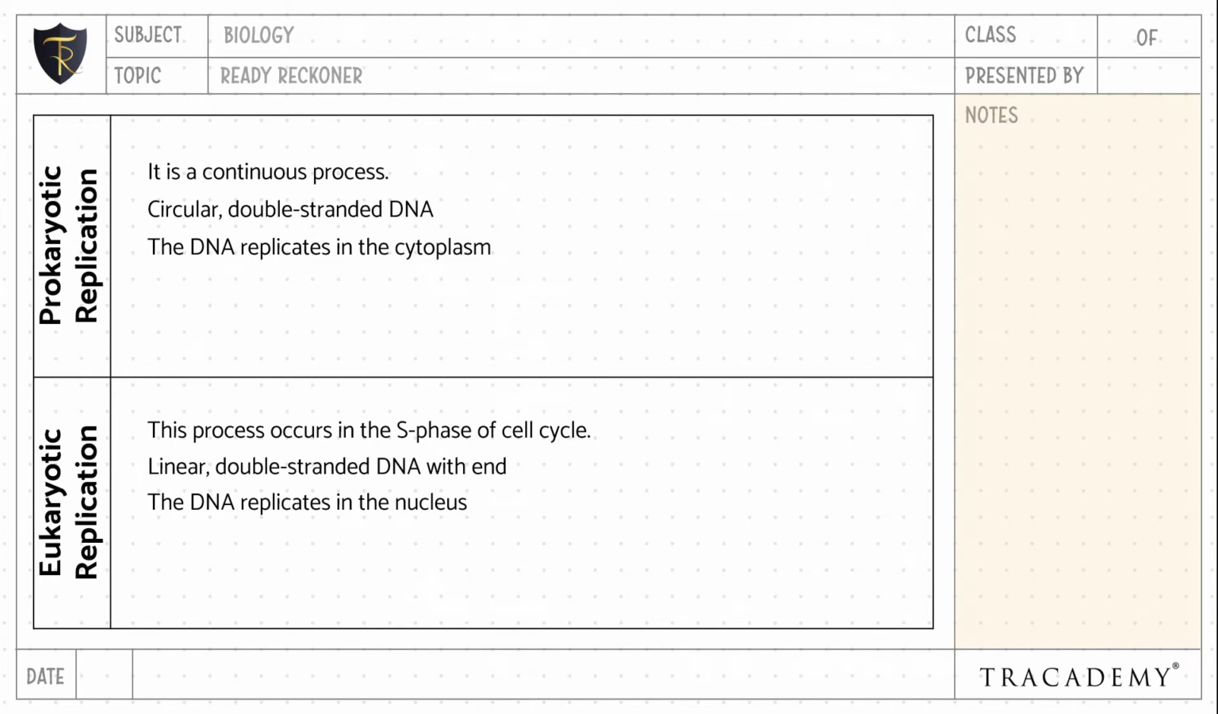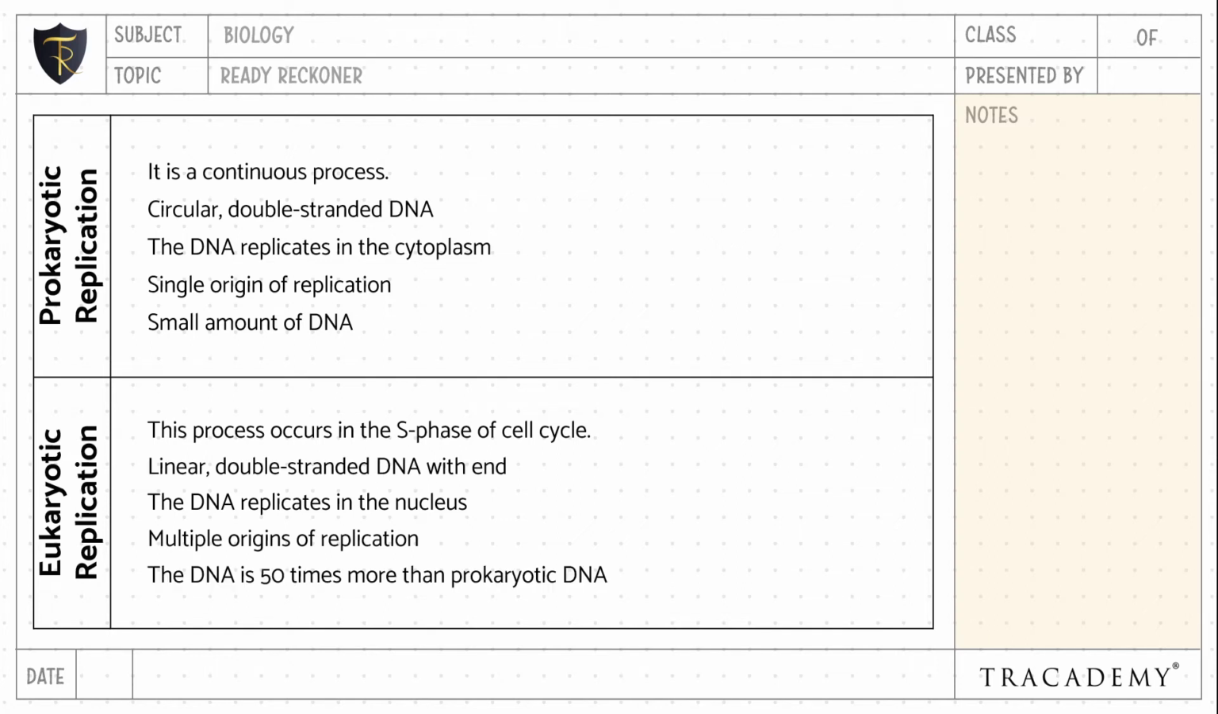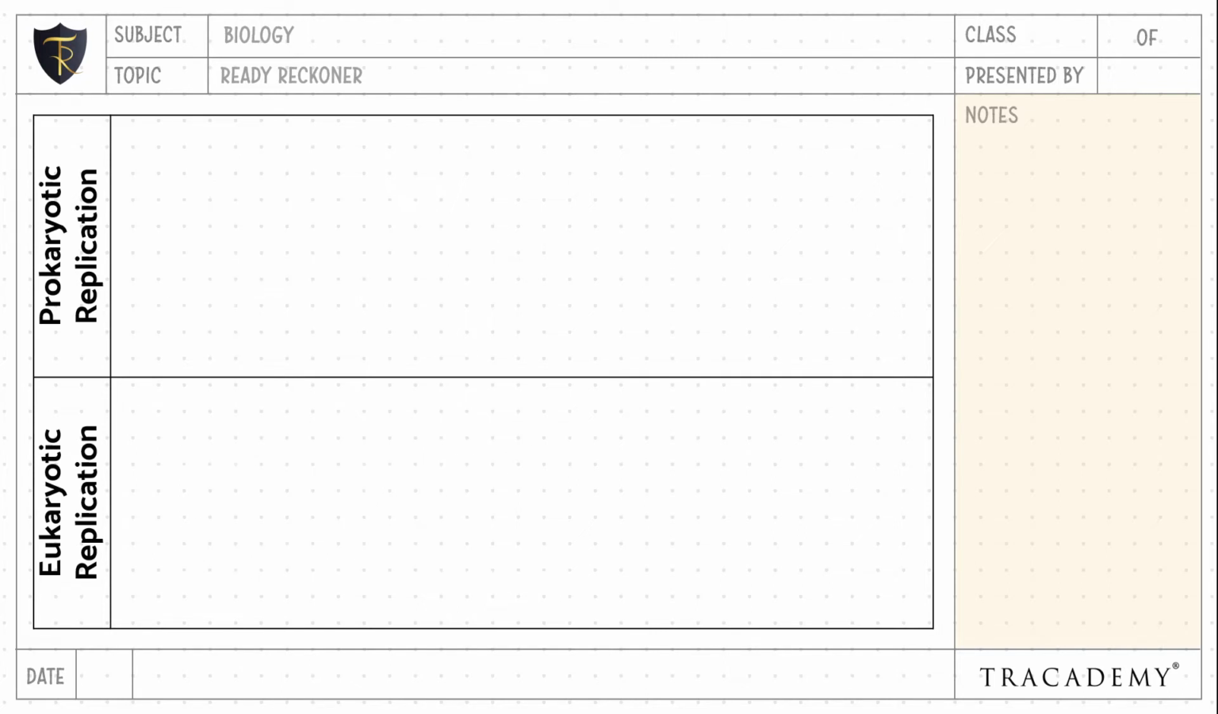There is a single origin of replication in prokaryotic cell, whereas multiple origins of replication are seen in eukaryotic cell. Small amount of DNA undergoes the replication process in prokaryotic cell, whereas the DNA is 50 times more than the prokaryotic DNA. DNA polymerase 1 and polymerase 3 are involved, whereas DNA polymerase alpha, beta and eta are involved.